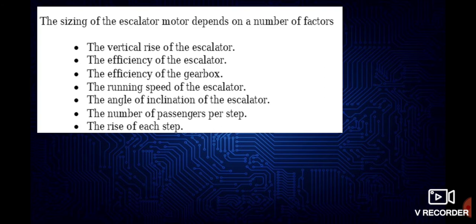When we are using an escalator, we are moving forward, that is, we are going up. The vertical rise of the escalator, the efficiency of the escalator and the gearbox, the running speed, so how fast it will move up and down, and the angle of inclination on the basis of its design, and also the number of passengers per step, that is, on each step of the stair how many passengers are standing, and how much weight it can lift, or how many passengers per step it can accommodate.